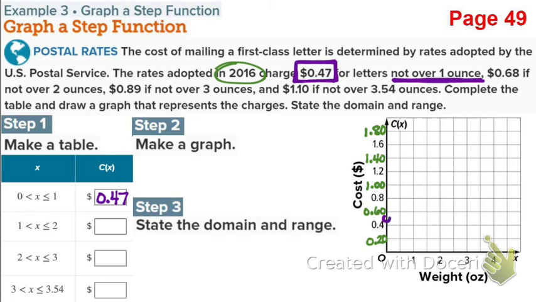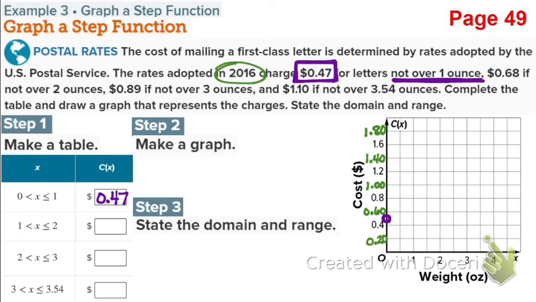Do I want an open dot or a closed dot at 0? Open or closed? Let's go look at our inequality. What's my inequality at 0? It's going to be an open dot. Another way to think about this is, do I actually have to pay 47 cents for a package that doesn't exist? No. Then I'm going to have an open dot.